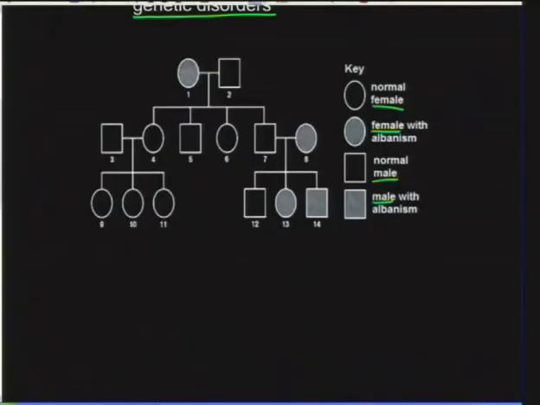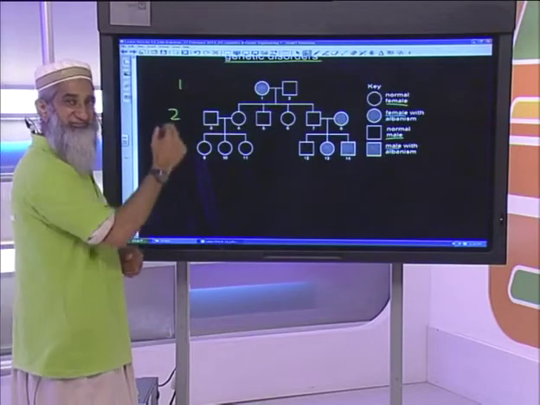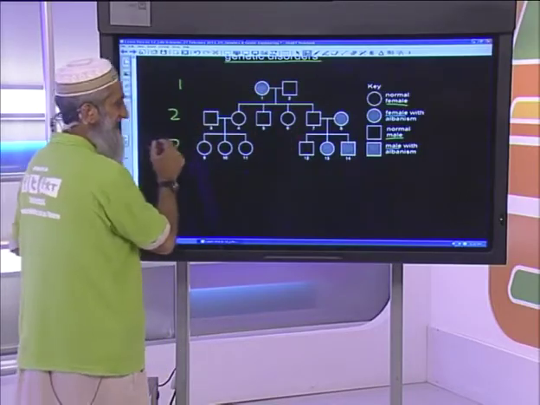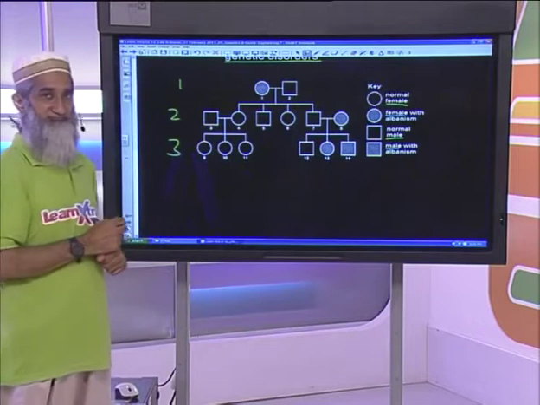Second thing that we need to know is that there are certain layers. Can you see that there are 1, 2, 3 layers here? These 3 layers represent 3 different generations. This is the first generation, this is the second generation, that is the third generation.